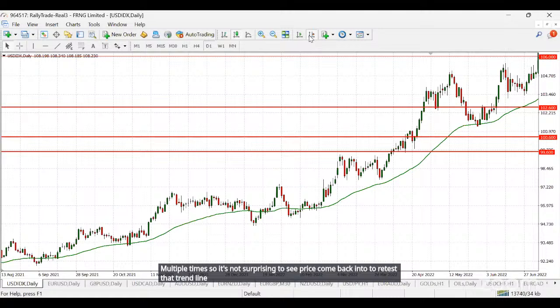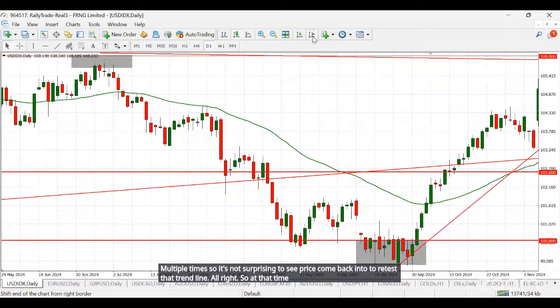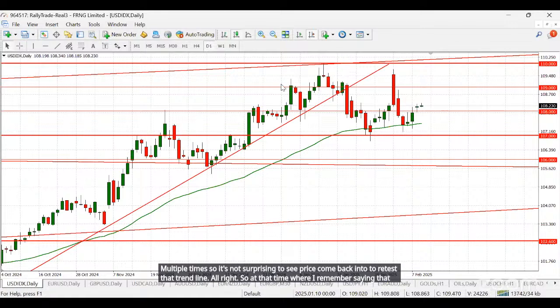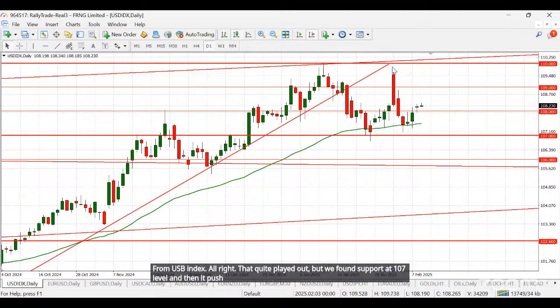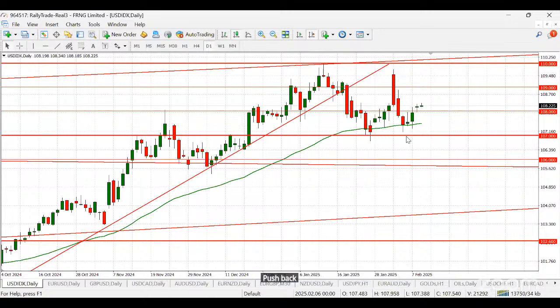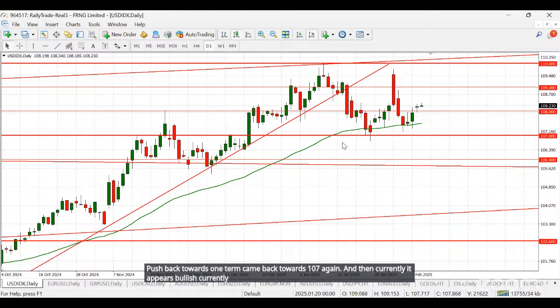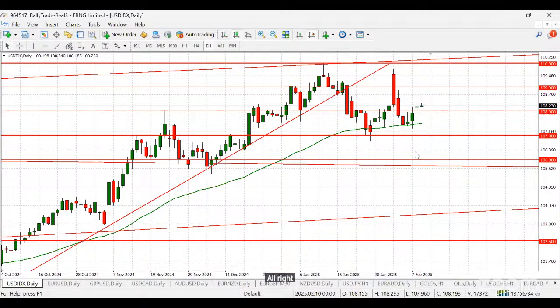All right. So at that time, I remember saying that this could be the top for USD index. And then there's a very high potential that we start to see a decline from USD index. All right. That quite played out, but it found support at 107 level and then it pushed back towards 110. It pushed back towards 110, came back towards 107 again, and then currently it appears bullish after retesting this 107 price level. All right. So that's one.